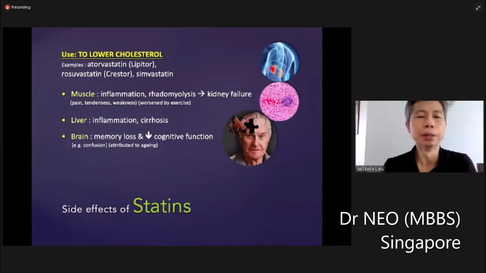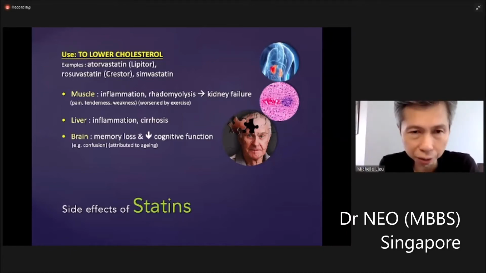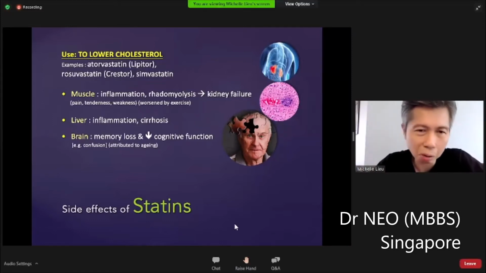Now, it can also affect the brain. It's well known now that statins can result in decline in cognitive function and memory loss as well. In the elderly, this can cause confusion. Now, this decline in cognitive function is very often, unfortunately, attributed to aging. Oh, you're getting old, that's all. Don't worry, this happens all the time when you get old.